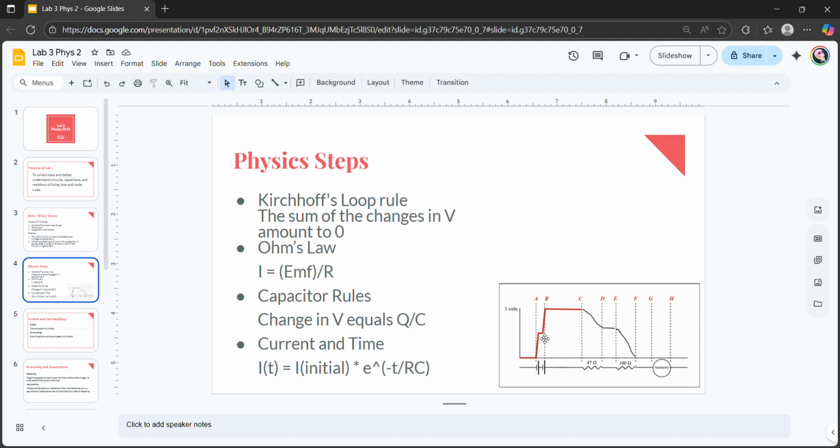And pretty much we're going to find that it jumps up to 3 volts, it goes down, and then in between here at this wire, it's going to be constant, and then it goes down again so that it meets 0. We have the total change.